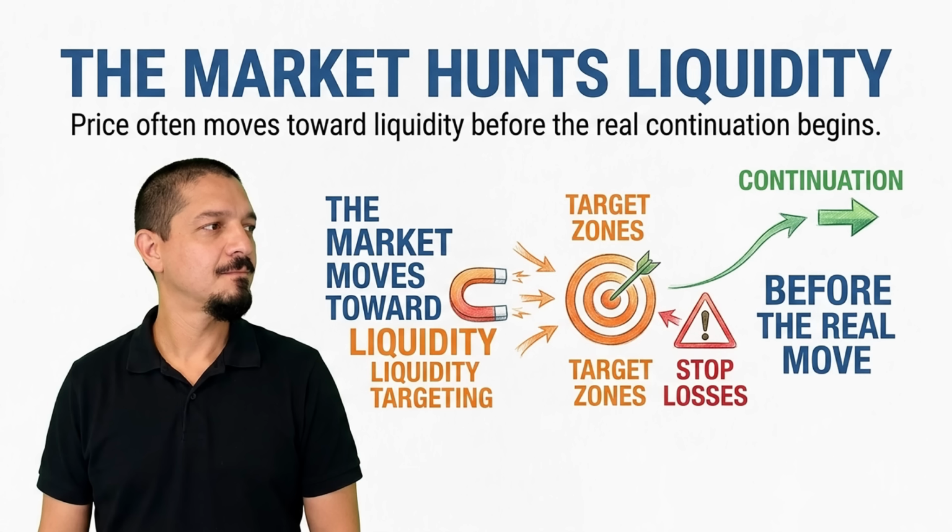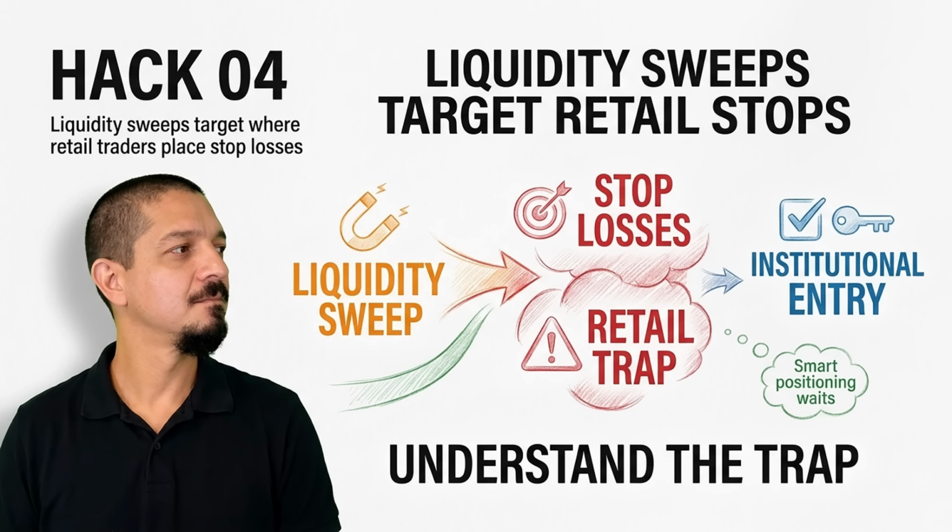But even after understanding pullbacks, structure shifts, and valid reversals, there is still another important layer that most traders fail to recognize. The market does not move randomly between structure points. Very often, price intentionally moves toward areas where liquidity is resting before the real continuation begins. That brings us directly into hack number 4, because one of the most important concepts in institutional trading is understanding how liquidity sweep zones work and why the market constantly targets areas where retail traders place their stop losses.